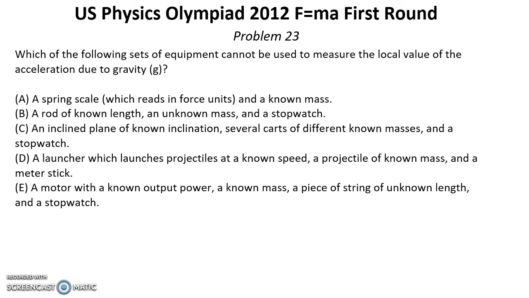First round. Problem 23. Which of the following sets of equipment cannot be used to measure the local value of the acceleration due to gravity, g? There are 5 different sets.